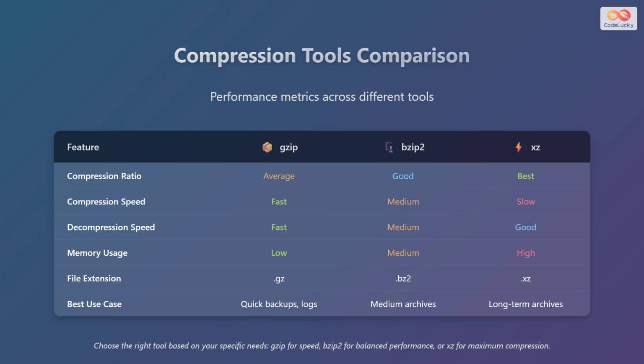Xz offers the best compression ratio, but has slow compression speed and good decompression speed. It has high memory usage and uses the .xz extension, and is ideal for long-term archives. Choose the right tool based on your specific needs. Gzip for speed, bzip2 for balanced performance, or xz for maximum compression.